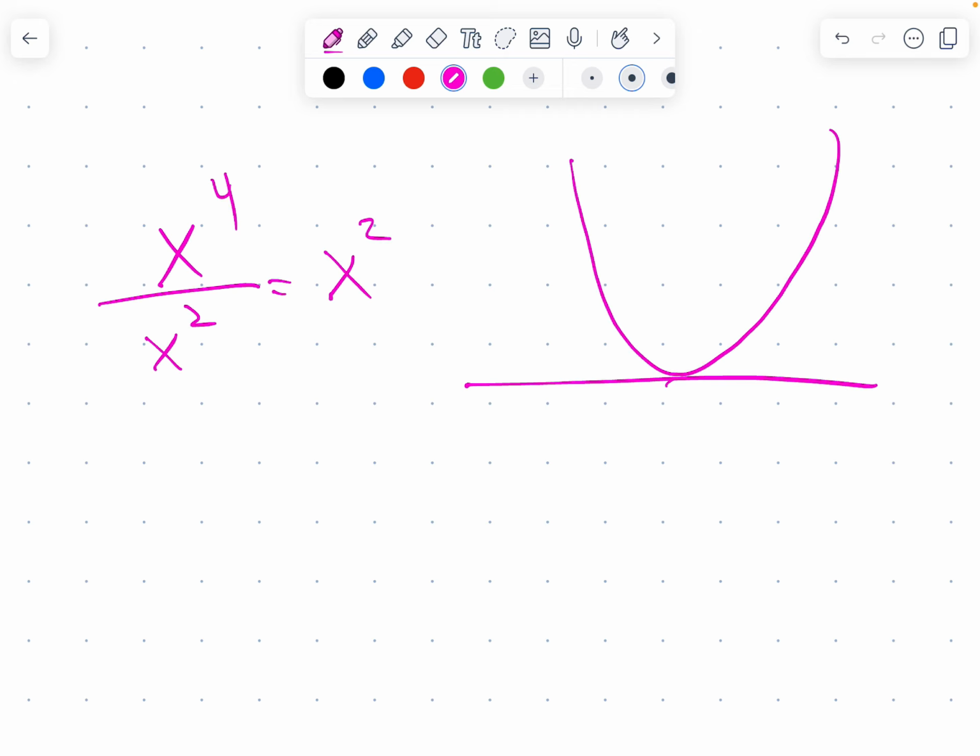Okay, final case. Final case is where the top is 2 or more degrees higher than the bottom. So let's do an example. Let's say I have x to the 4th over x squared. Well, overall, this is going to be x squared, and so it's going to look like this. It's just not defined at 0.